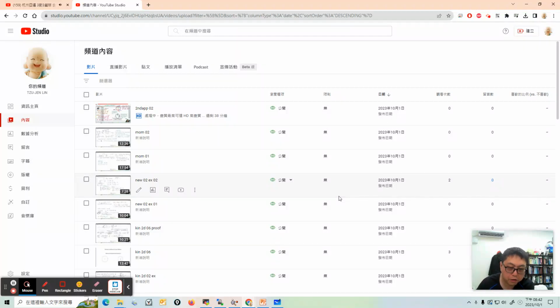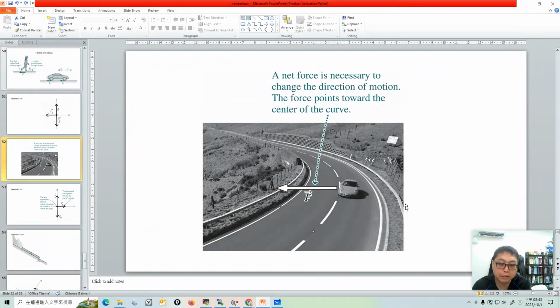Hello everyone. In this video I'm going to show you another example of Newton's second law. Like I said for the car turning problem, if you want the car to make a turn, that means you change direction, so you need centripetal acceleration. Let's say there's a car moving on the ground. That's a simplified problem. You want to make a turn, you need a centripetal acceleration, right?